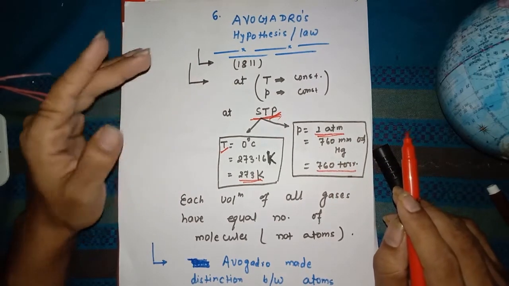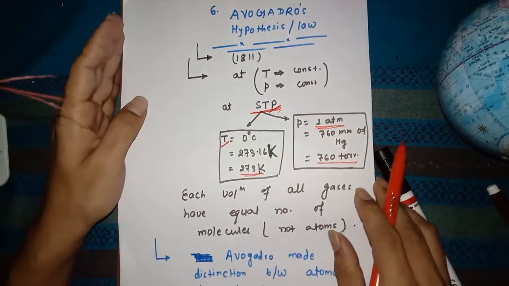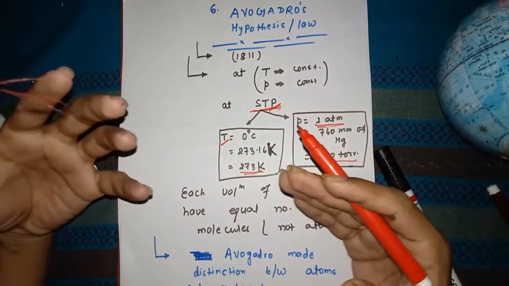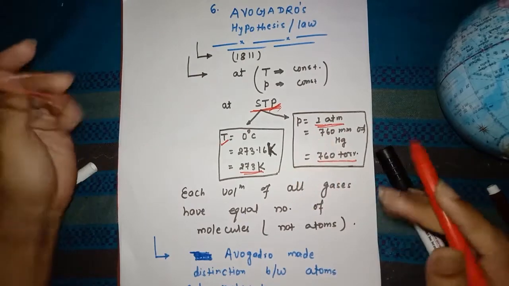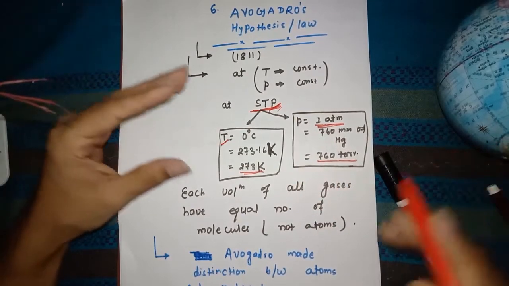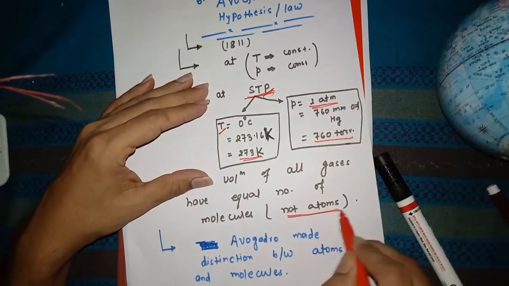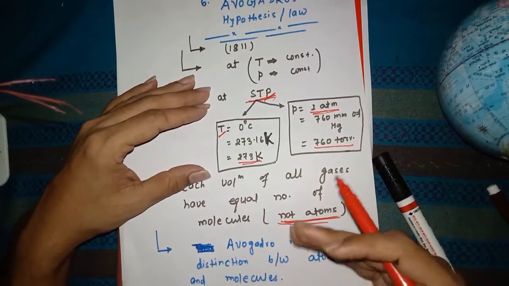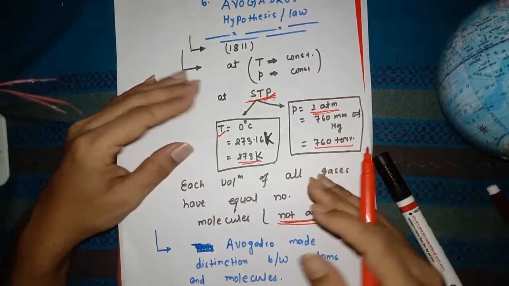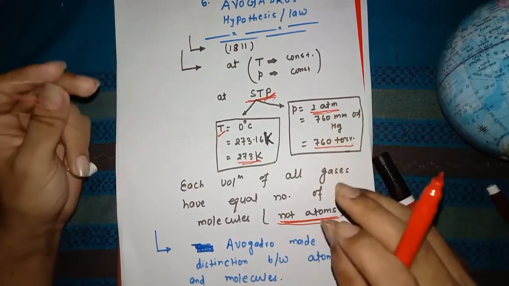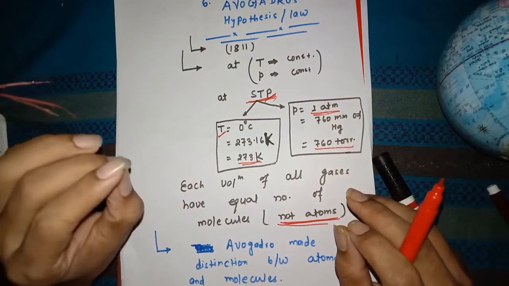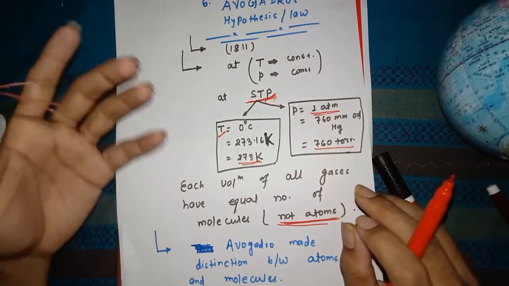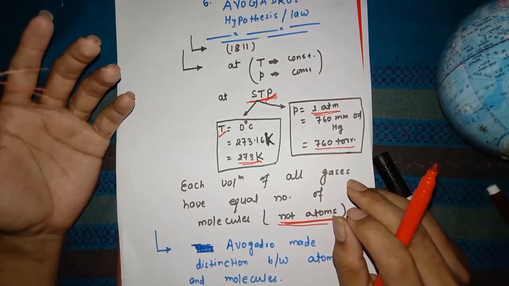Have you got my point? What this law states is that equal volumes of all gases have an equal number of molecules. Here you must consider that it is not given for atoms. We don't have to count atoms, but we have to count molecules. At STP, if the volume is fixed, then all gases have an equal number of molecules. Have you got it?